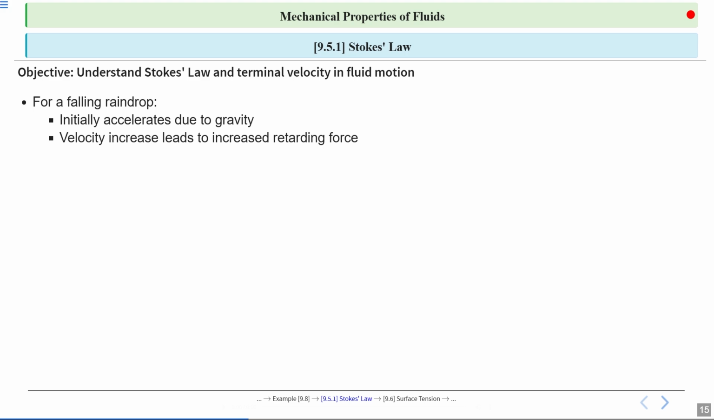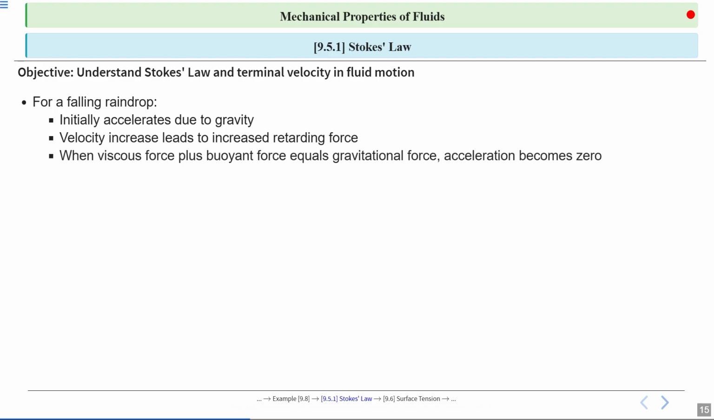Velocity increase leads to increased retarding force. This force is called viscous drag, and it increases as the velocity of the raindrop increases. When viscous force plus buoyant force equals gravitational force, acceleration becomes zero. When this balance is reached, the raindrop moves at a constant speed called terminal velocity. This means it continues to fall, but its speed does not increase any further. Terminal velocity is an important concept because it explains why raindrops don't become dangerous projectiles as they fall.